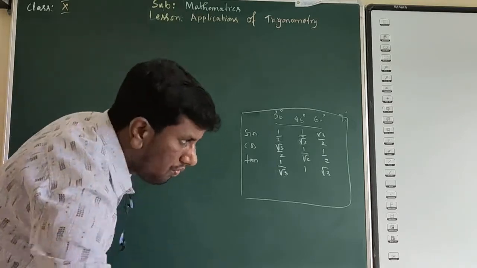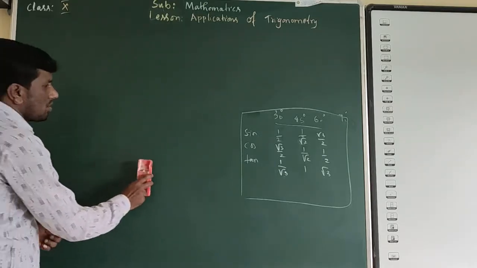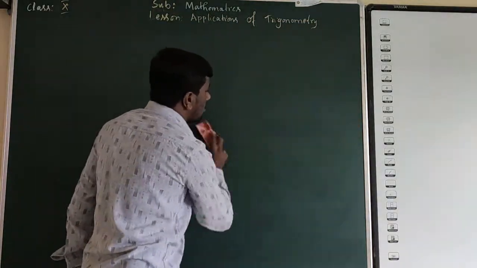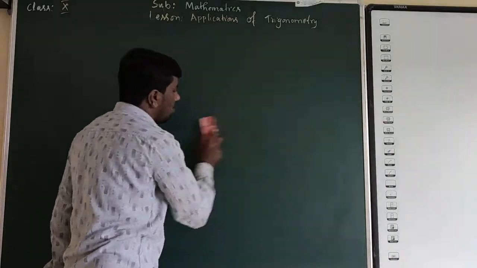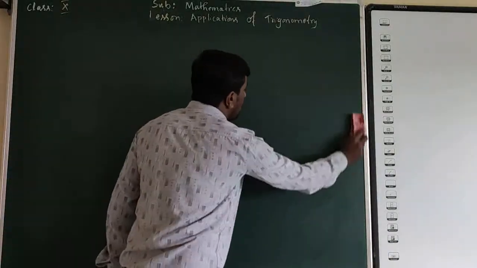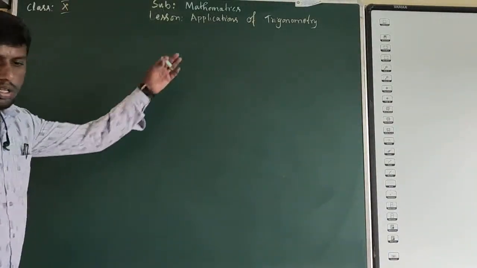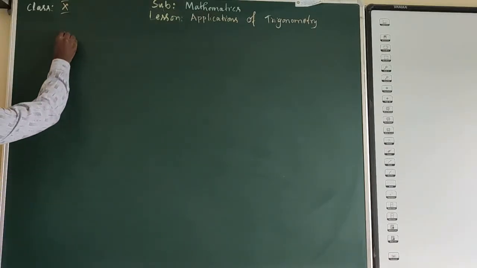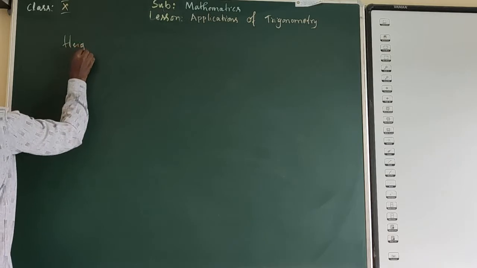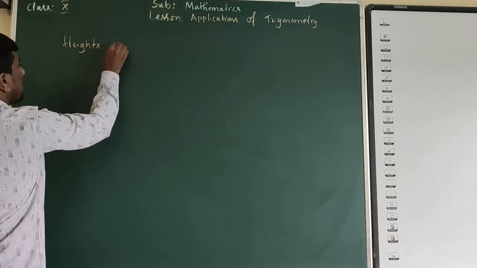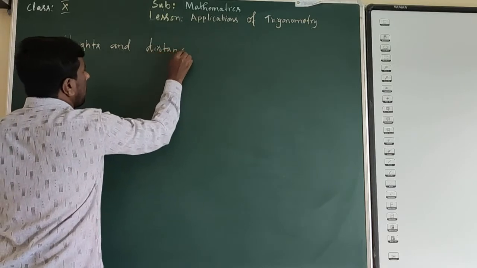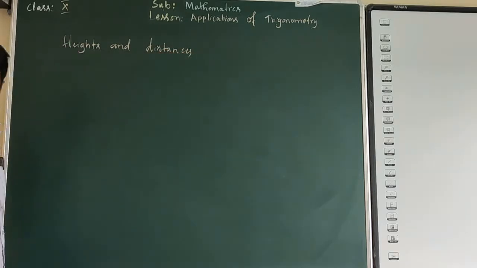So to find out the heights and distances of objects, we will have some basic terms. We will understand those basic terms which are very important for this particular lesson. We will discuss that, then we will go further. Heights and distances.